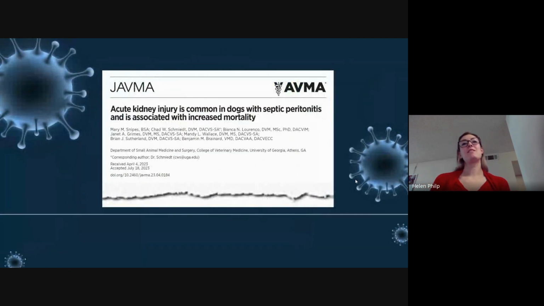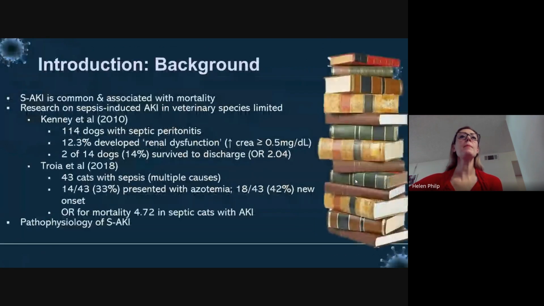And so it really brings us to the paper that I chose for today. And so this isn't strictly just septic AKI, but this is really looking at dogs with septic peritonitis and acute kidney injury and looking at mortality. And so in terms of the background, they introduce a topic with some information about what's known in human medicine, and they bring up two main papers that we have in our small animal patients.